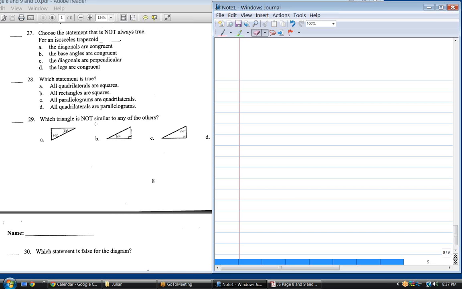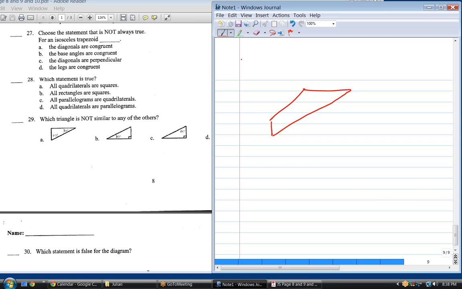Okay, 28. Which statement is true? All quadrilaterals are squares. Yeah, that's true. Here's a quadrilateral. Is that a square? A quadrilateral is a four-sided figure. That's a quadrilateral. Is that a square? No. Okay, so that's false. All quadrilaterals are not squares.